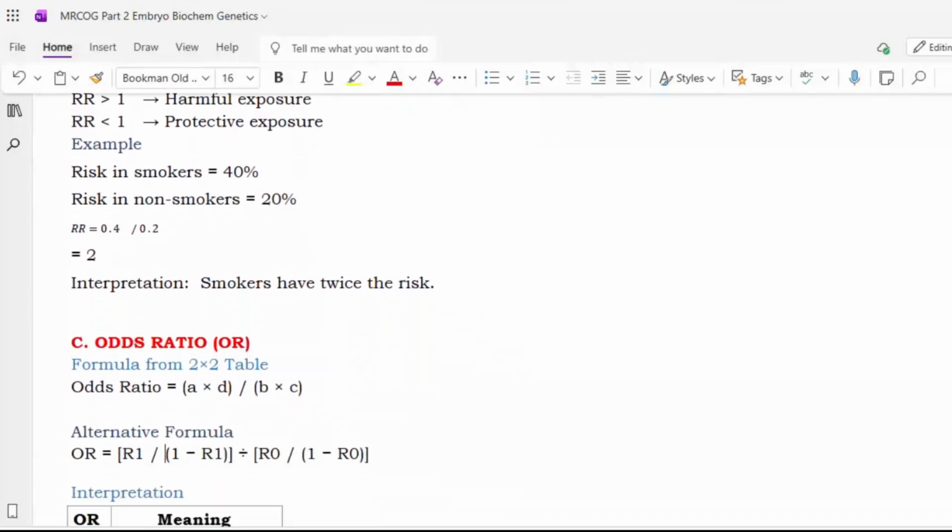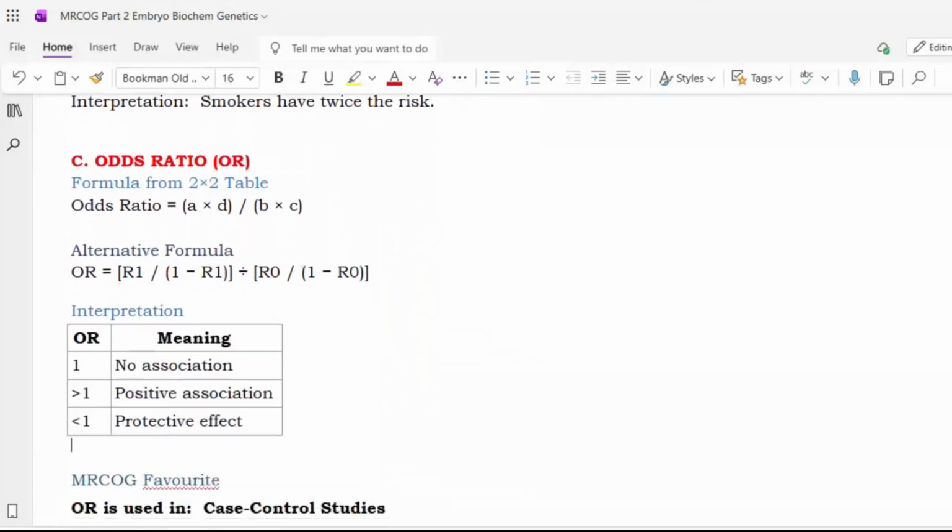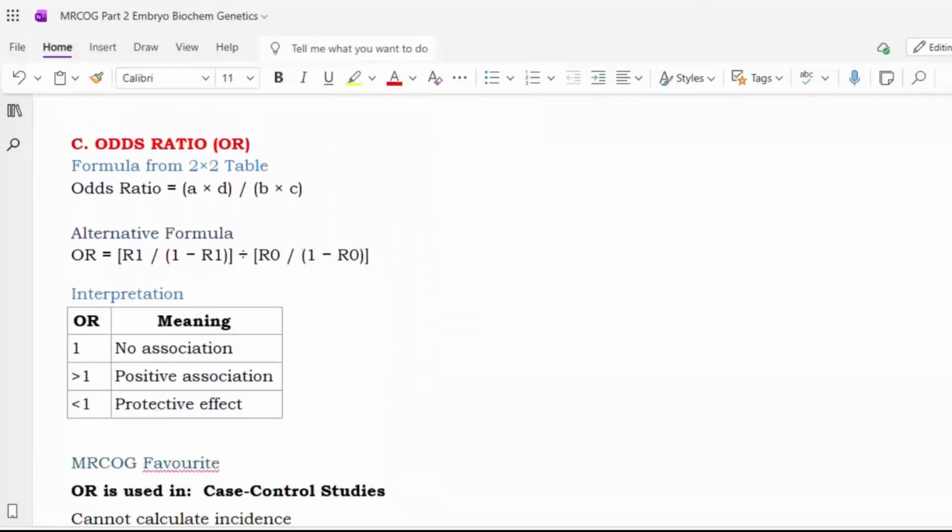Another third concept which is frequently asked in the examination is the odds ratio. What is the formula for the odds ratio? It is AD divided by BC. A, B, C, and D we have seen in the table. So AD divided by BC will give you the odds ratio. Another formula for the odds ratio is R1 divided by 1 minus R1, and the whole divided by R0 divided by 1 minus R0. But AD upon BC you remember.